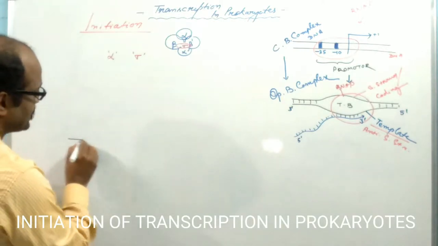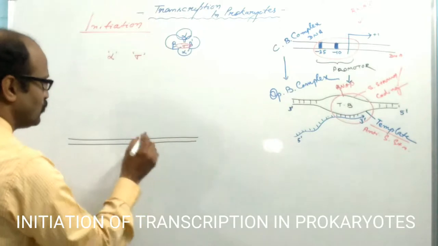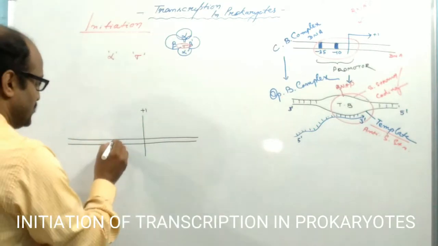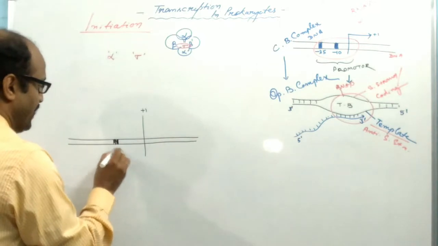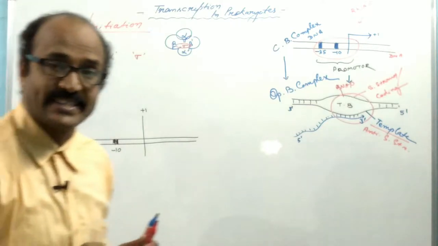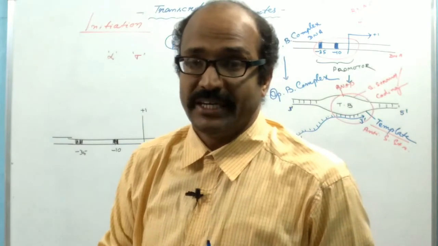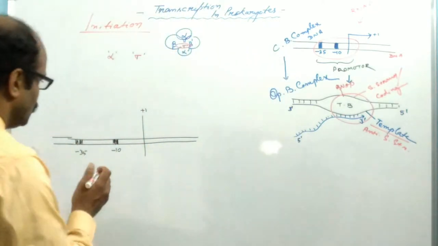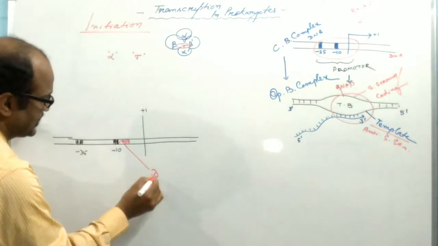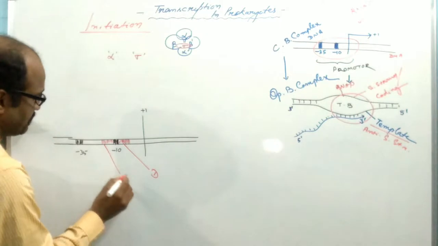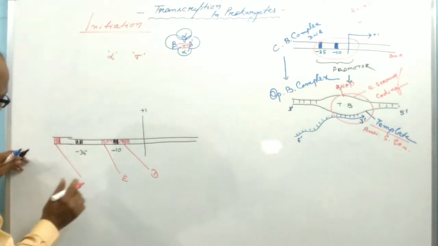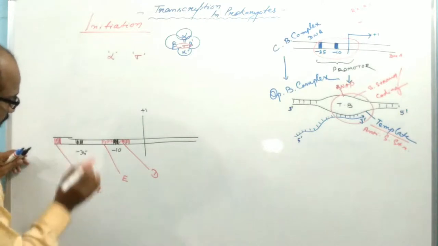In my last video, I discussed that RNA polymerase also recognizes some other sequences, and these sequences may be the upstream element, the extended element, or the discriminator. Suppose that these sequences are the discriminator, these sequences may be the extended element, and the upstream sequences are known as the upstream element.